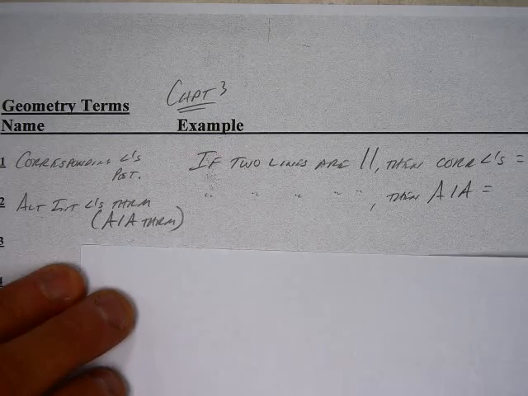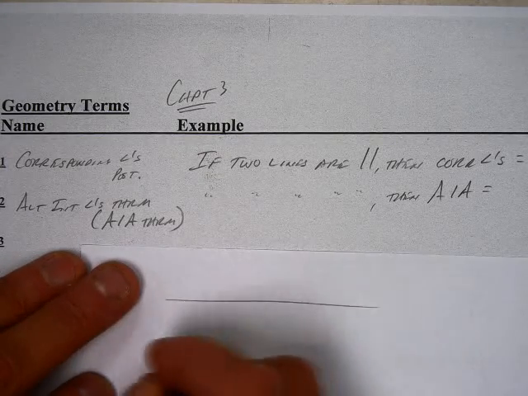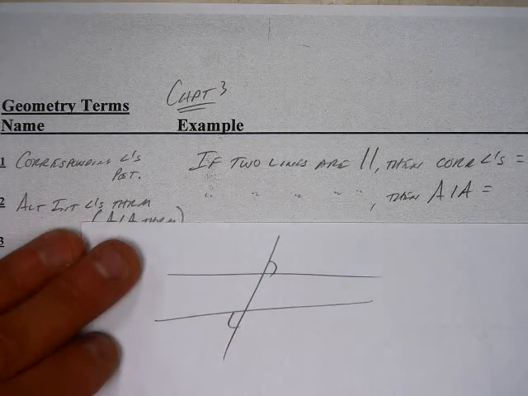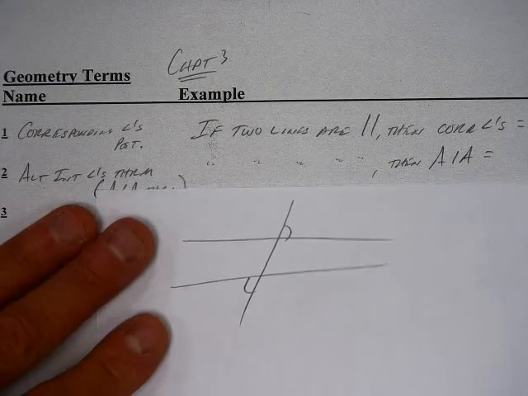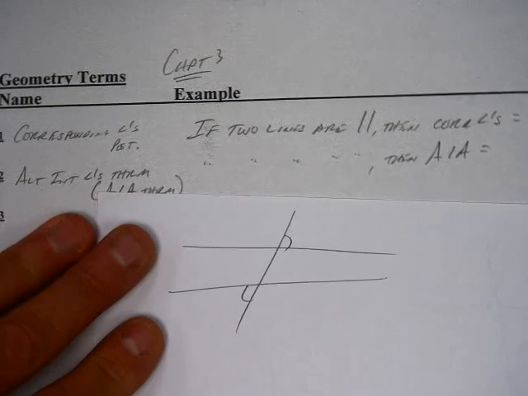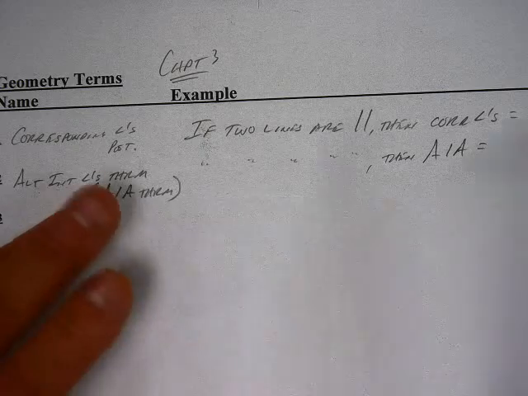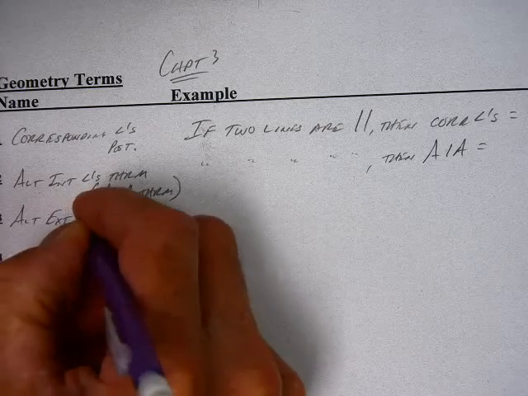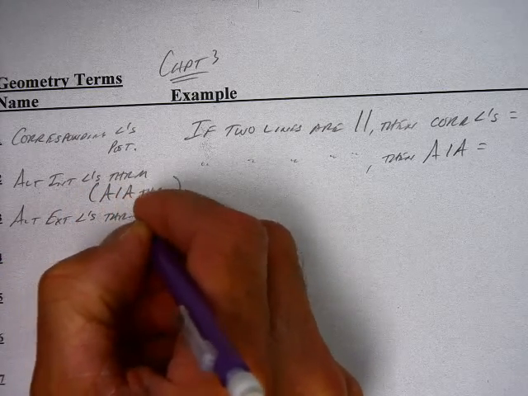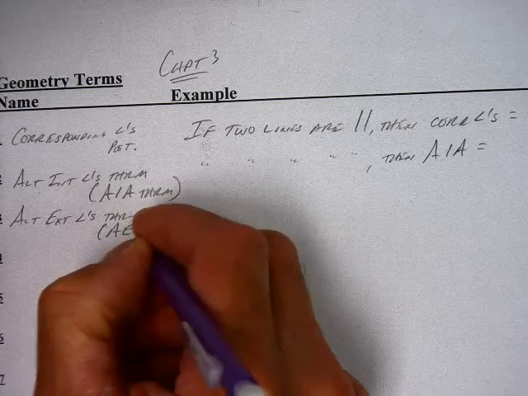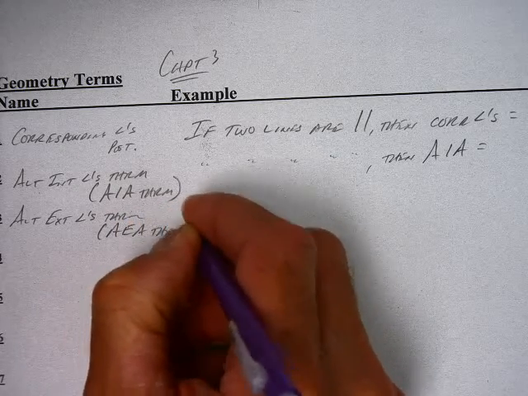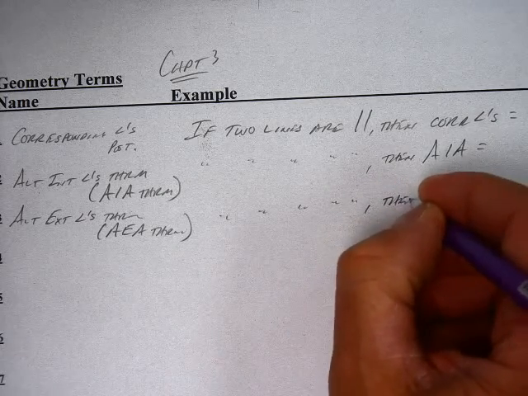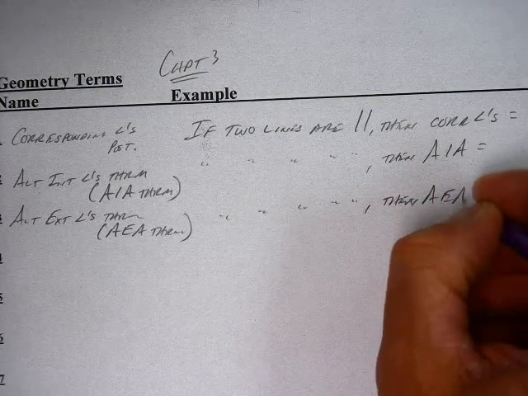Let's take a look at another pair of angles. Alternate exterior. What do you think is going to be true about those? They're equal when they're parallel. So we'll do this alternate exterior angles theorem, so AEA theorem. If two lines are parallel, then alternate exterior angles are equal.